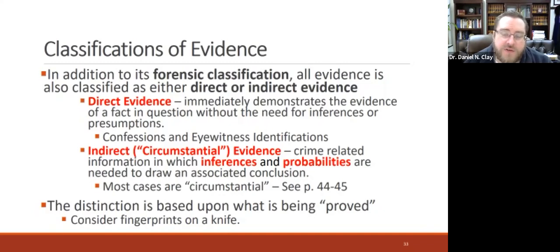So we have to draw a conclusion from it. It doesn't tell us right away if the person's guilty or not, because there are perfectly good reasons to have your fingerprints in different people's houses. Like, they're your friends, you visit them. That happens, right? So we have to make an inference based upon probability that, well, this actually is important in this case because it shows that X, Y, and Z.